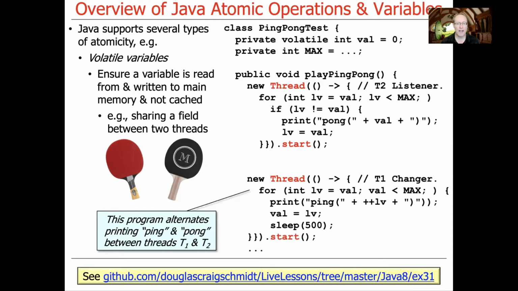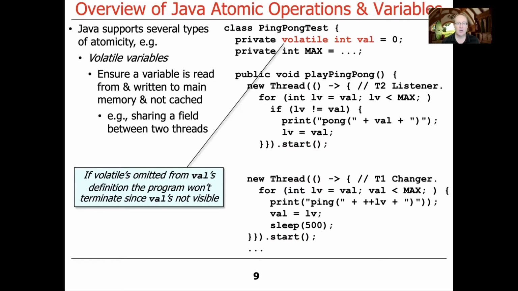So we're going to create two threads. One thread is going to be the listener thread. The other thread is going to be the changer thread. So it's T1 and T2. We start both threads. And notice that we define the field that these two threads share, which we call val, as volatile. If we take volatile out, then this program may never terminate because the value of val will not be pushed between the threads, will not be made visible. And so we'll end up with inconsistent results.